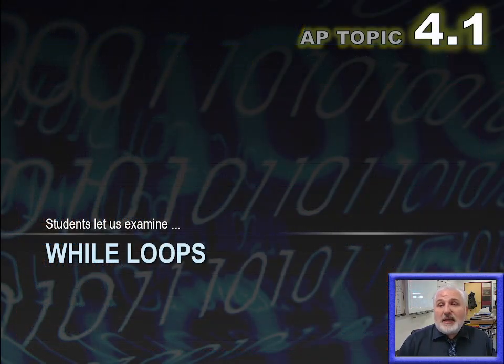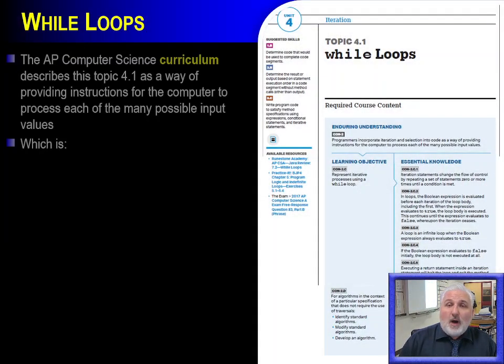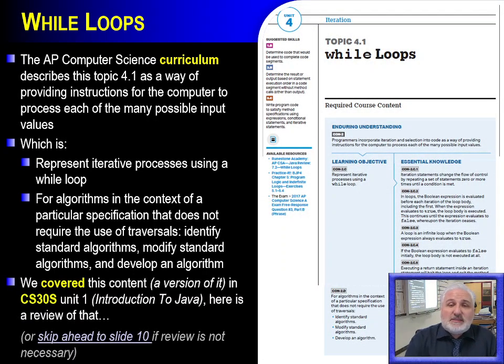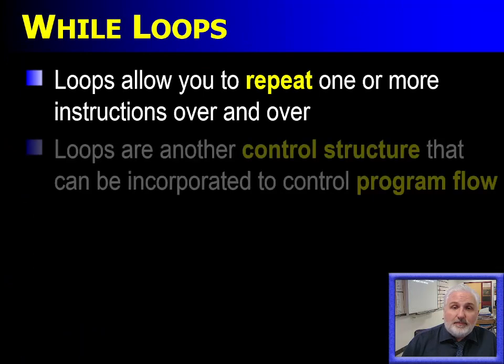All right, so let's start by examining 4.1, the while loop. In the AP curriculum, this is described as: represent iterative processes using a while loop, for algorithms in the context of a particular specification that does not require the use of traversals; identify standard algorithms, modify standard algorithms, and develop an algorithm. We covered all this in Unit 1 of Computer Science 30S and technically in Computer Science 20S as well.